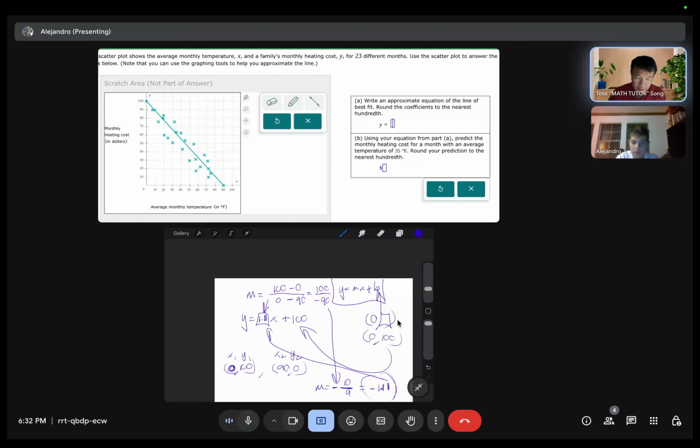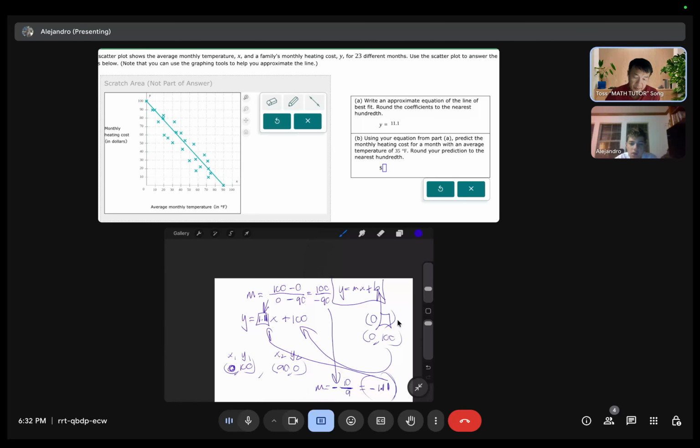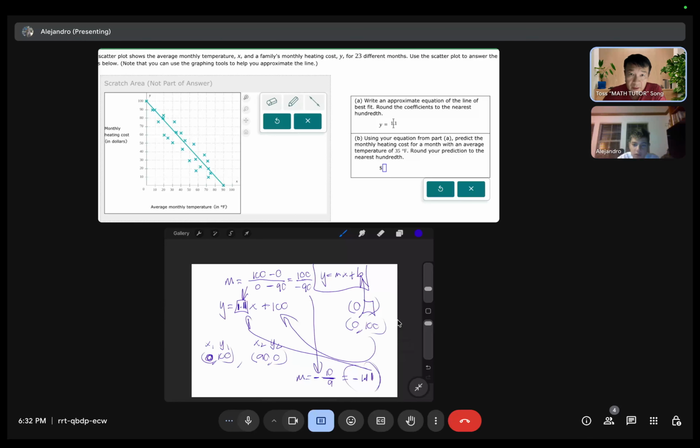Your slope, yeah, 1.11. Let me double check my M. Yeah, 1.11. Rounding to two decimal places, just like the other problems they were showing us. So we go with that. 1.11 for the M, x plus 100. Are you okay? Yeah, I'm good.